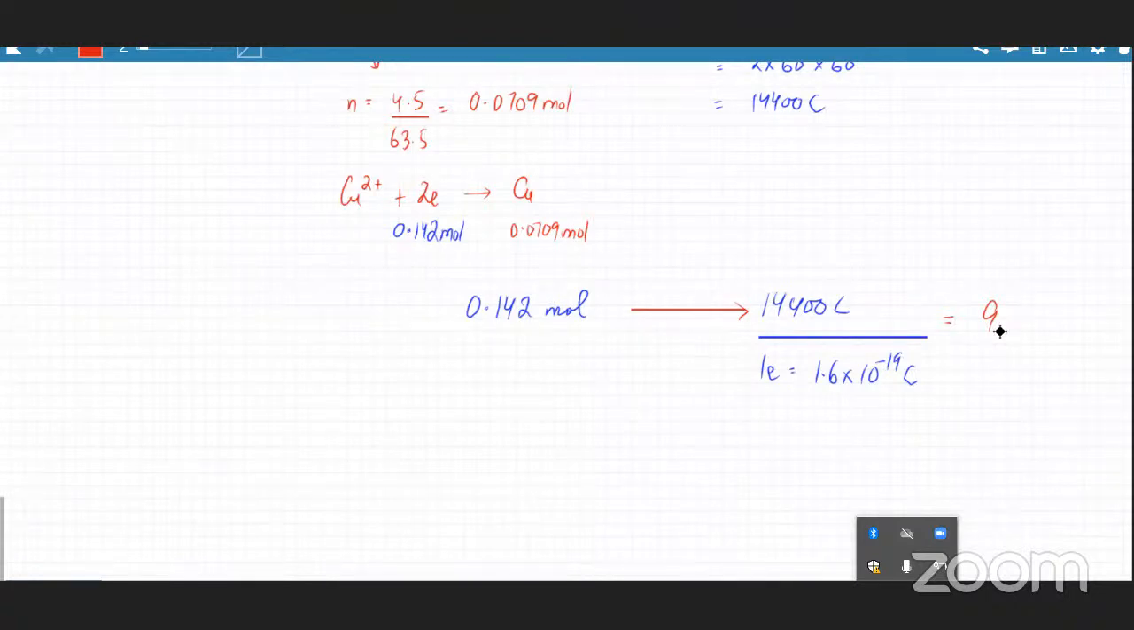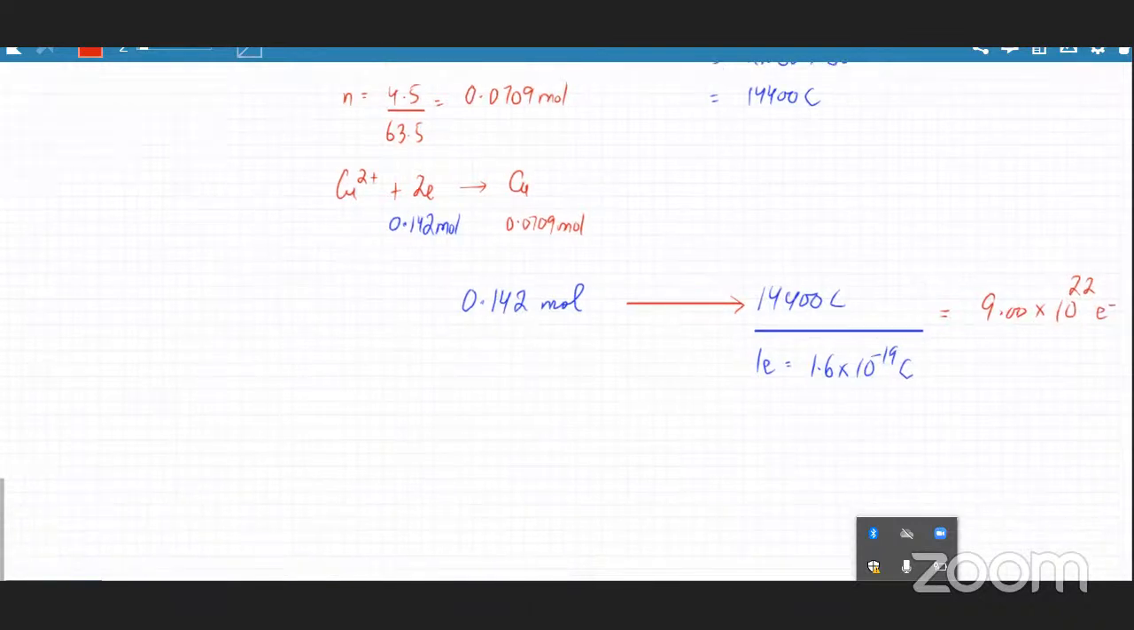Sir, I got 6.35 times 10 to the power 23. No, what was the answer for 14,400 divided by 1.6 times 10 to the power minus 19? Oh, so that was 9 times 10 to the power 22. Exactly, 9. So you're getting this, right? Probably 9.00, up to 3 significant figures. Now this is the number of electrons, not in moles.